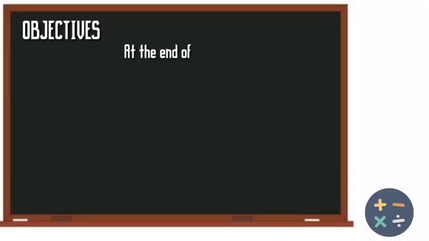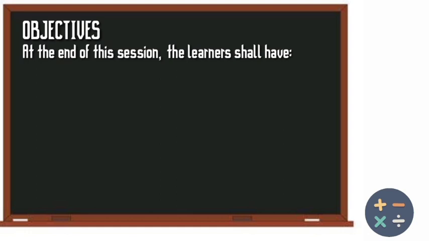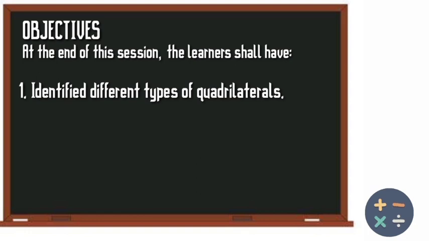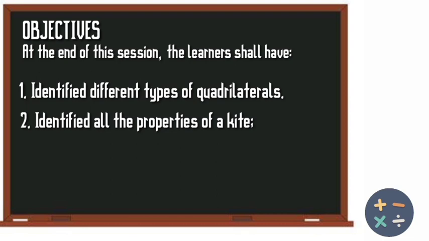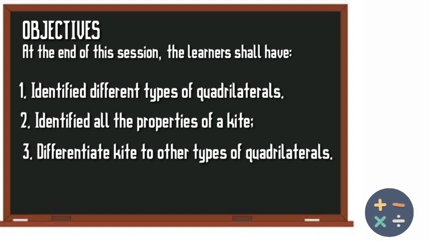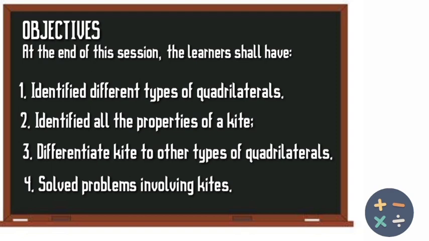Objectives. At the end of this session, the learners shall have: 1. Identify different types of quadrilaterals. 2. Identify all the properties of a kite. 3. Differentiate kite to other types of quadrilaterals. 4. Solve problems involving kites.